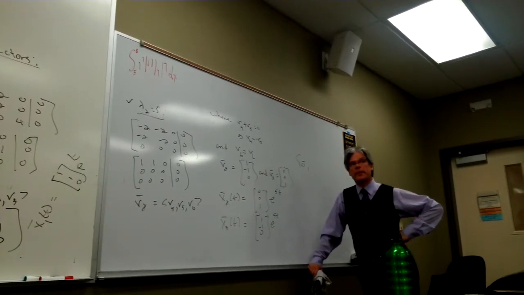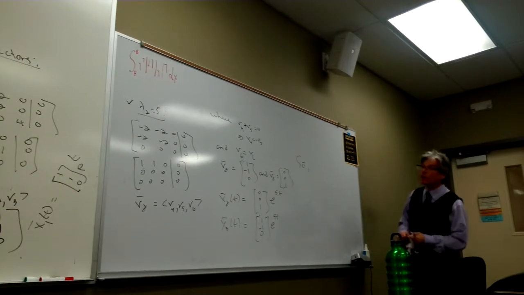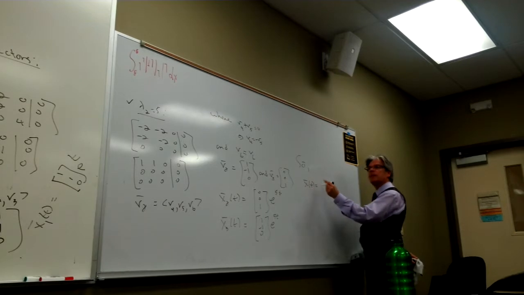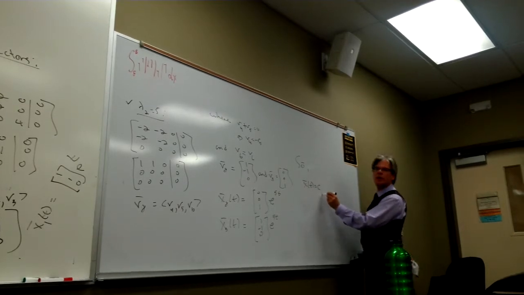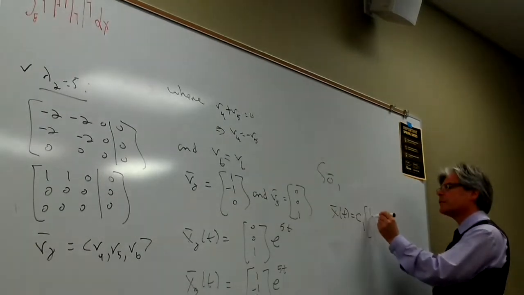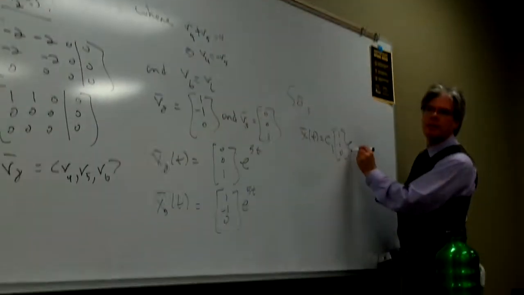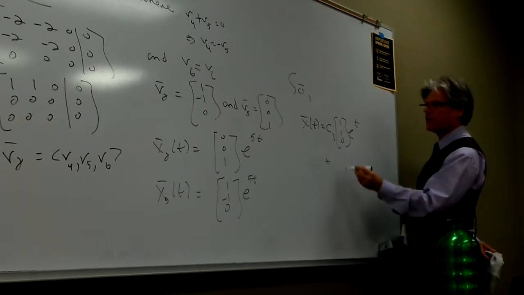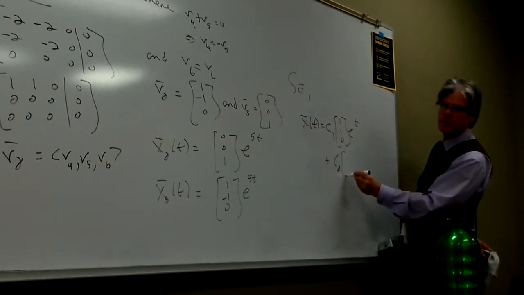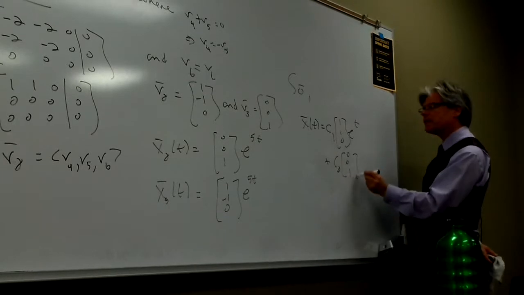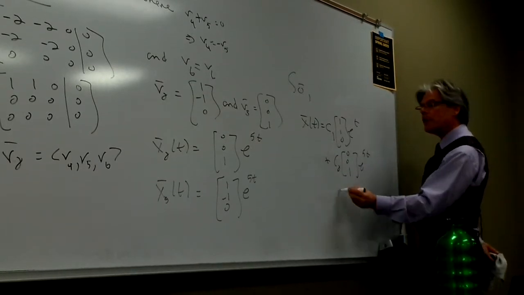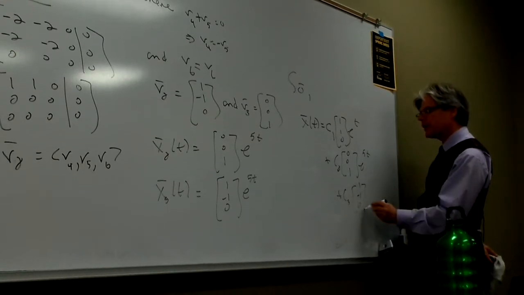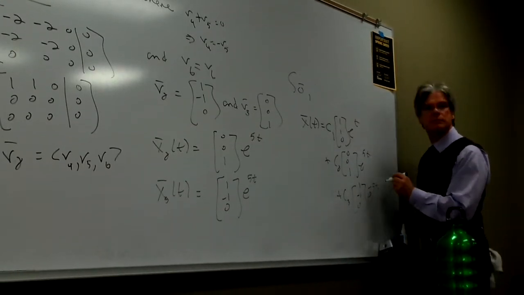Yeah, I agree. So I think all my solutions, my x bar t, are going to be linear combinations of these 3. That would be a C1 times 1, 1, 0 times e to the t, plus my C2 times 0, 0, 1 times my e to the 5t, plus my C3 times my 1, negative 1, 0, and yet again another e to the 5t.